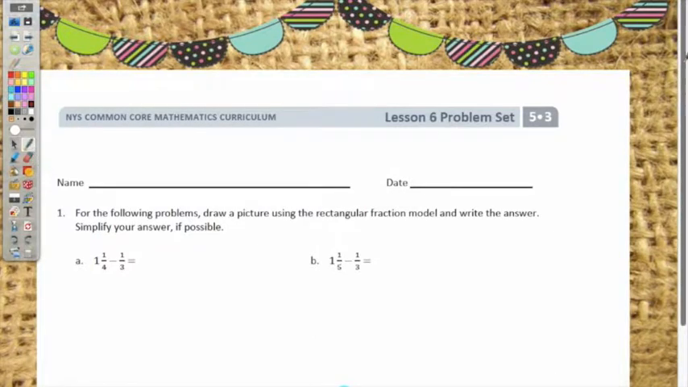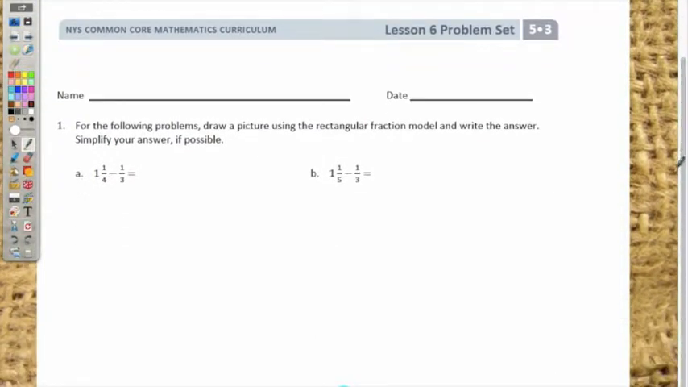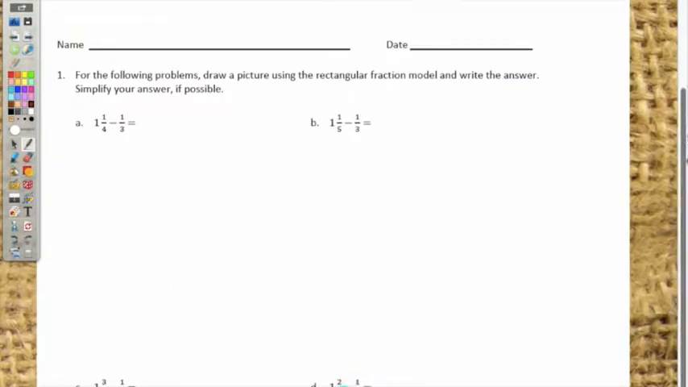Lesson today, lesson 6, is a little different because we're dealing with whole numbers and fractions. What are those called? Mixed numbers. Mixed numbers, good. So when we subtract today, we're only going to draw part of it, okay?